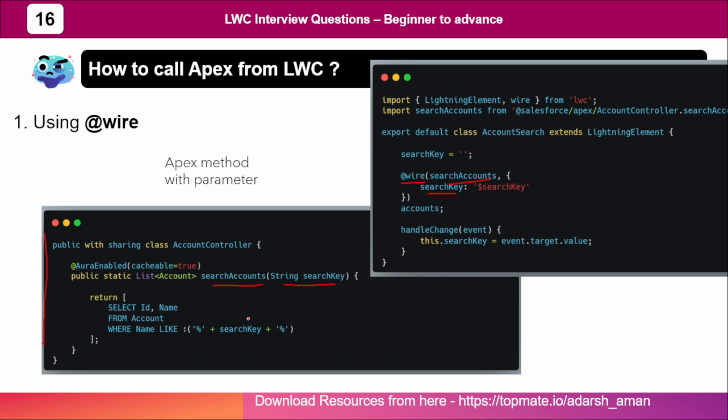This searchKey has to match the parameter we have here, along with the value we are passing. This searchKey is from this, and the dollar sign we have added makes this property reactive. Whenever the searchKey value is changed anywhere in the logic, it will again call the wire method, and it will again call the Apex method, right? So this is how it works. And remember, guys, whenever you are calling the Apex method from LWC in wire, you need to annotate the method with AuraEnabled and cacheable equal to true. So this is how you can call the method which has the parameter.